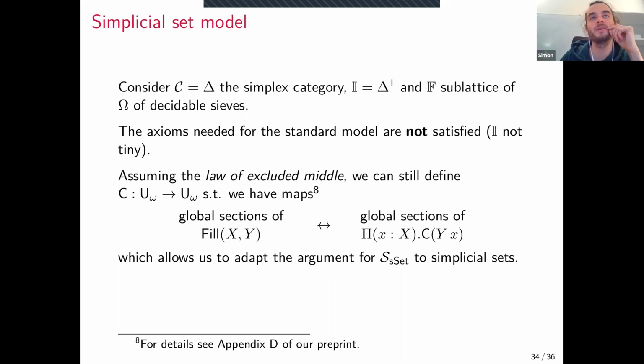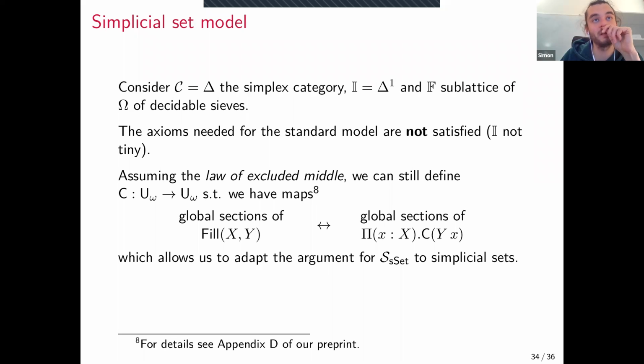So the stuff I mentioned before doesn't directly apply to simplicial sets. If we start with C being the simplex category, I the interval, and F, say, the sublattice of decidable C, then these axioms are not satisfied. So the interval is not tiny in this case.